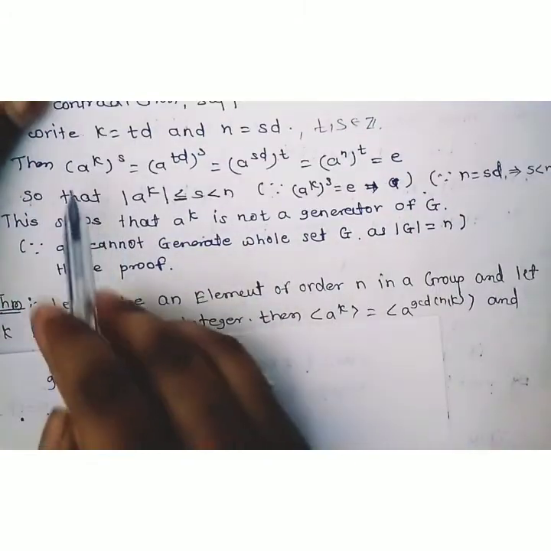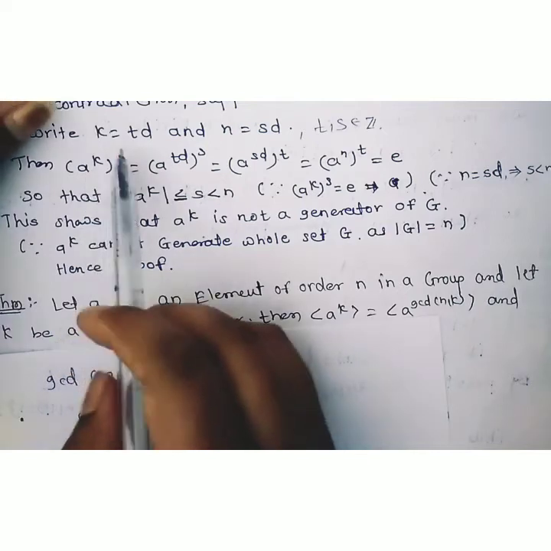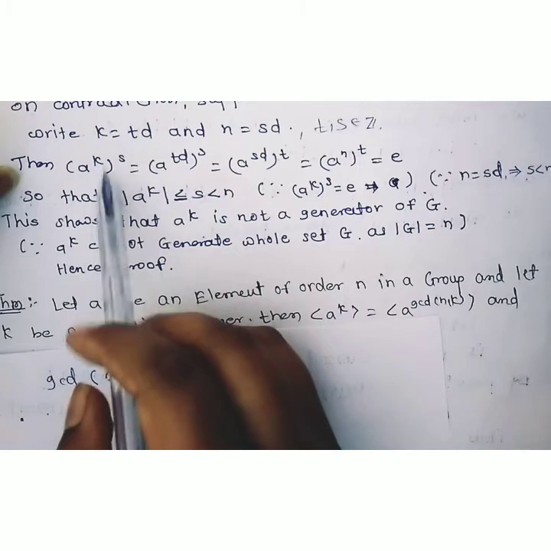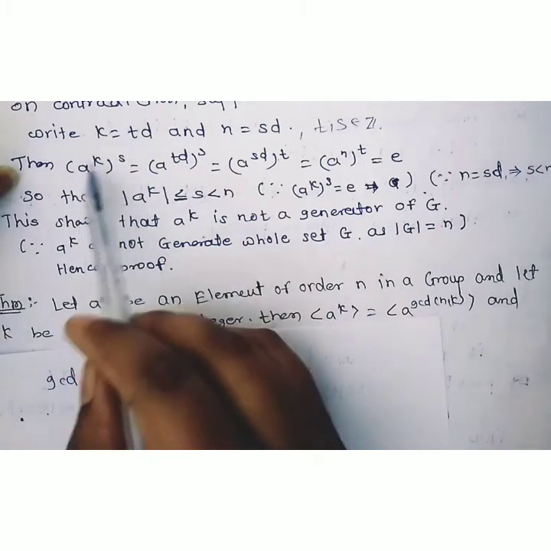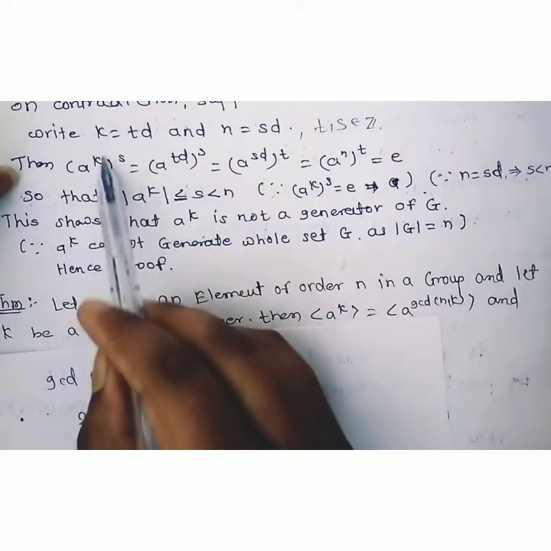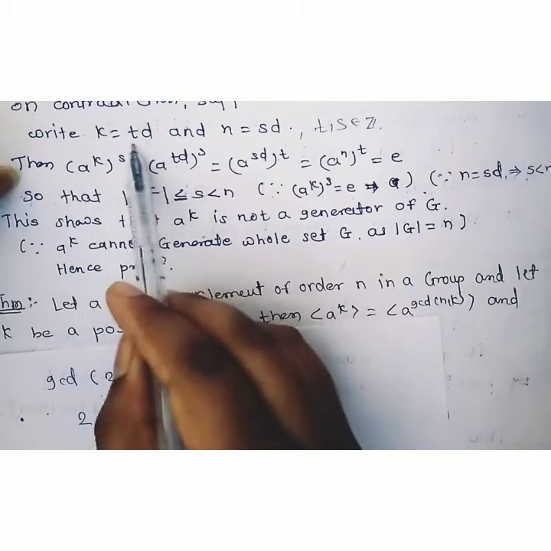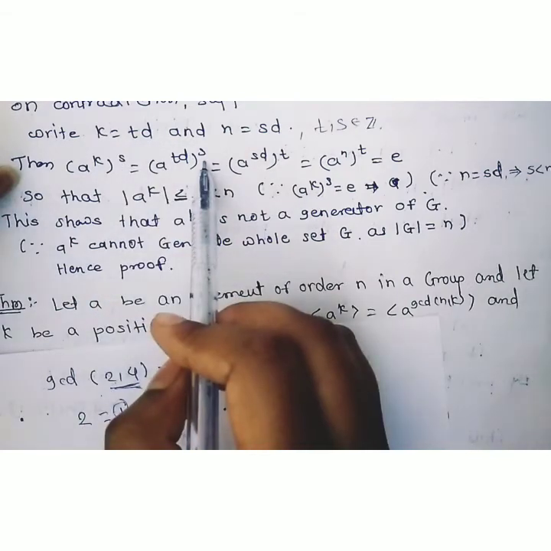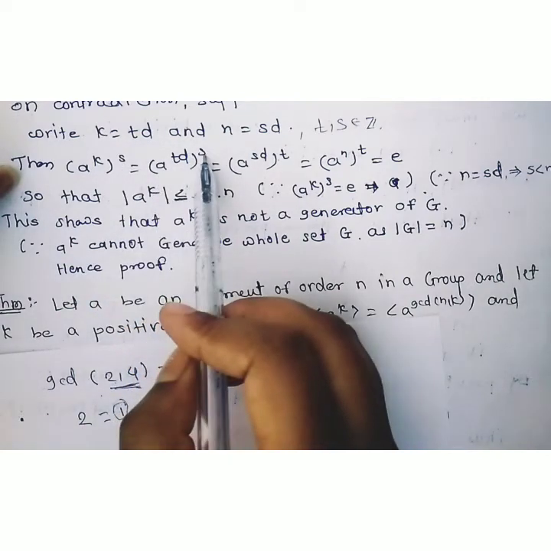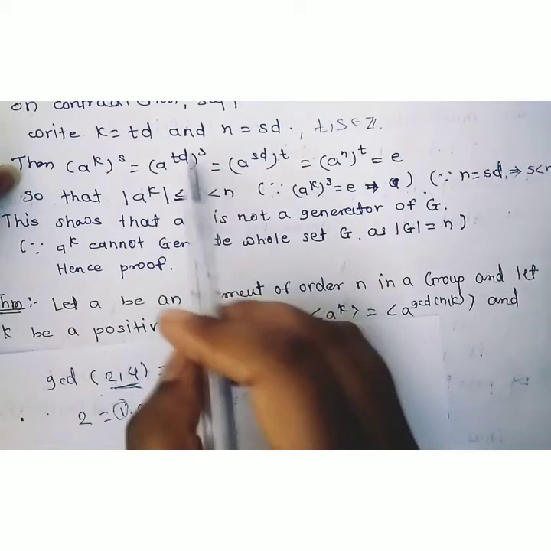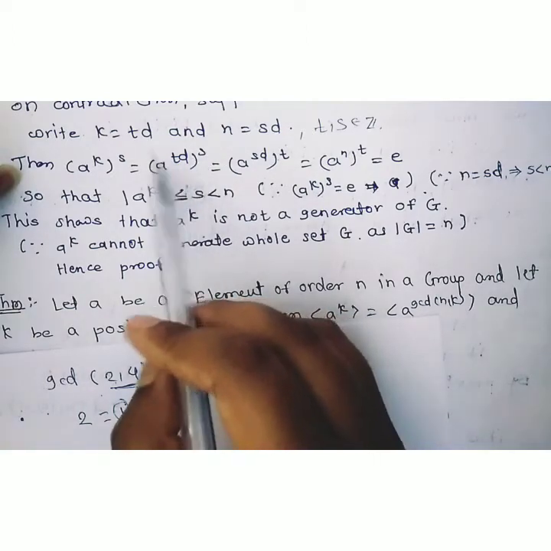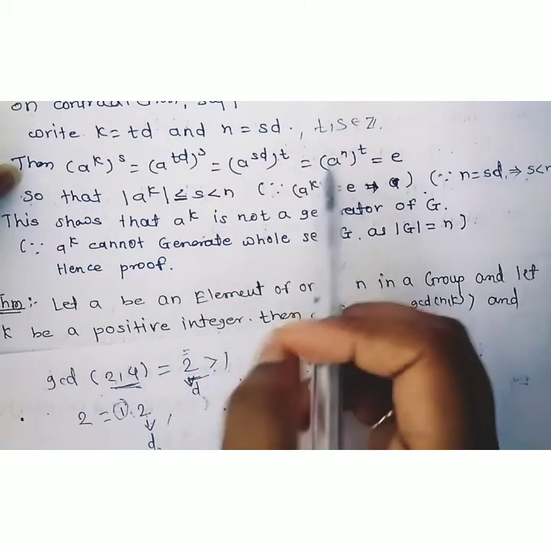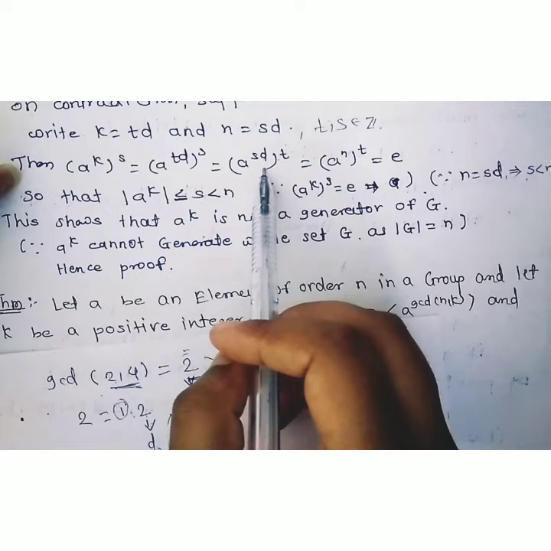Now consider a raised to k and take its power as s. a raised to k to the power s is equal to, we know the value of k is td, so this is a raised to td, to the power s. This can be written as a raised to td raised to s, which is equal to, taking s inside the bracket and t outside, a raised to st raised to t, which is equal to a raised to s.